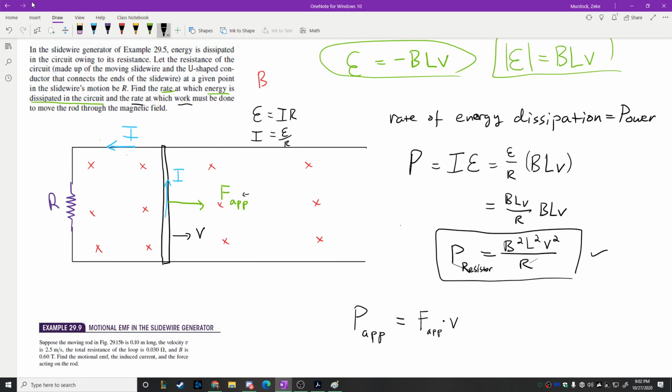Okay. How big do you think the force needs to be in order to move this at a constant speed? How big does this force need to be in order to move this at a constant speed? Are there any other forces that would be acting on this rod?